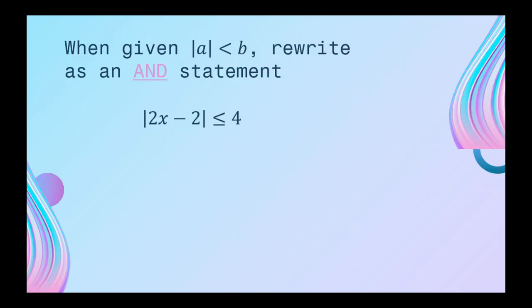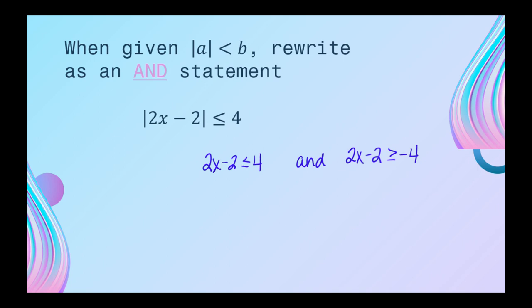So let's talk about what this looks like when we set up an equation. We're going to rewrite a less than as an and statement. So I'm going to say that 2x minus 2 is less than or equal to 4. And I'm just going to write it this way for right now, and then I'll show you. 2x minus 2 is greater than or equal to negative 4. So do you see what I did there? I changed the sign, just like we did on the first ones, and I flipped the inequality sign.